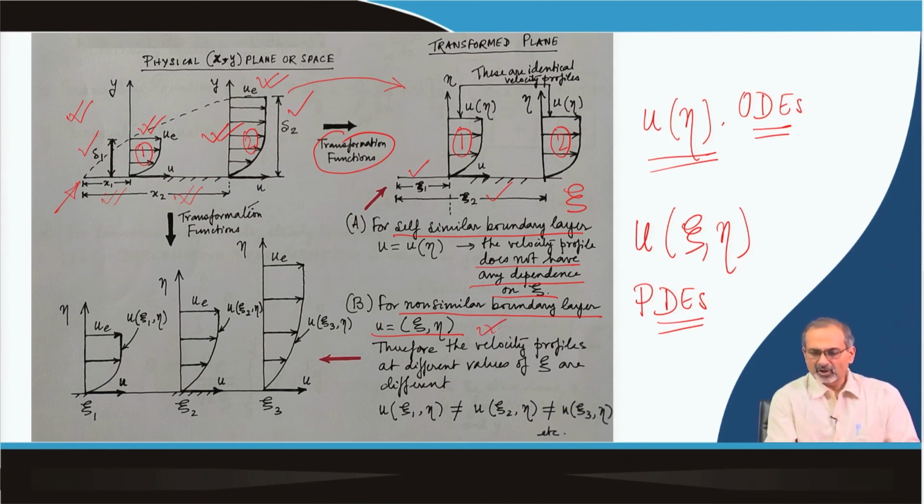As a consequence of a non-similar boundary layer, the velocity profiles in a transformed sense depend both on xi and eta, and therefore, the velocity profile at xi1 is not identical to the one at xi2 or xi3 and so on, and that is what is manifested here.